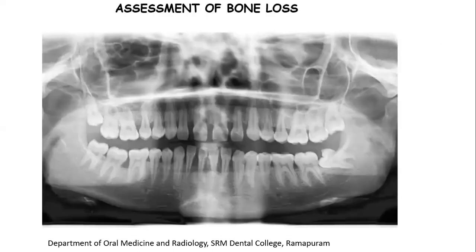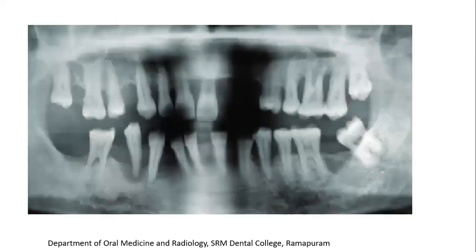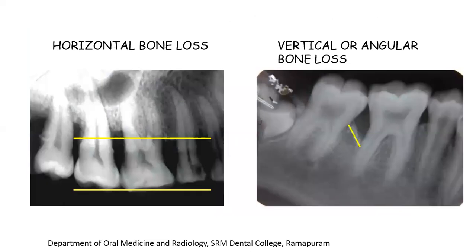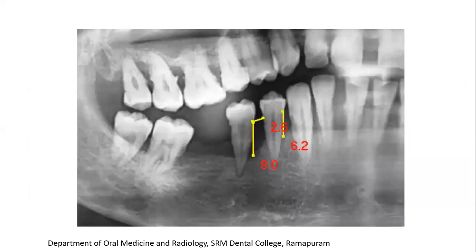It is also used in periodontal assessment to evaluate bone loss. As you can see in this OPG, there's an extensive bone loss of both the maxilla and the mandible along with periodontal abscess in multiple teeth. Bone loss again can be assessed whether it's a horizontal bone loss, where the plane is parallel, or angulated or oblique, which we call vertical or angular bone loss. And the measurements of the bone loss can also be done to evaluate whether the bone loss is affecting the crestal, middle or the apical one-third of the alveolar bone.